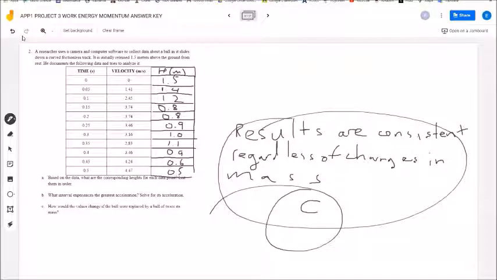And there you have it. That is our answer key for the AP Physics 1, Project 3, Work, Energy, and Momentum exam.